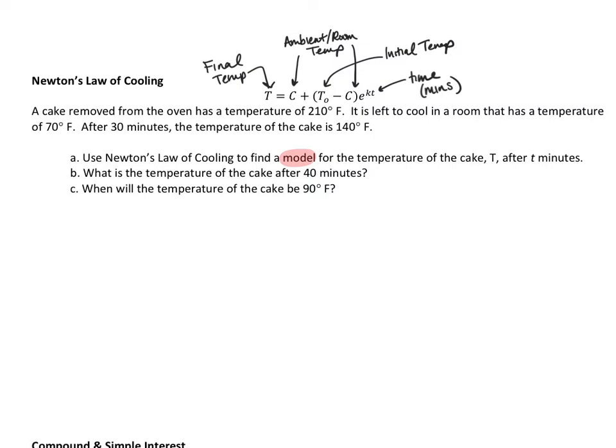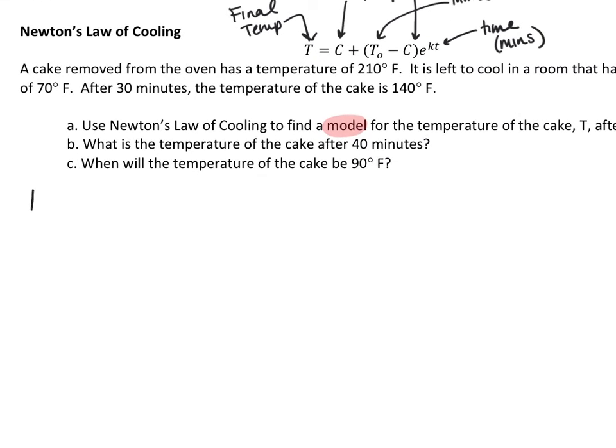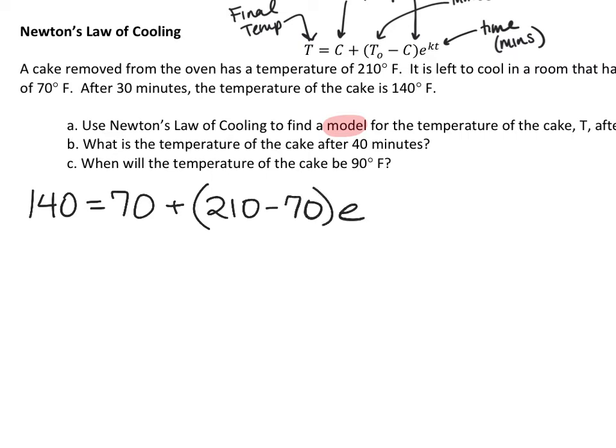So let's fill in what we know. In this formula, it starts with final temperature. What is the final temperature of my cake? 140 degrees. Then I have C, which is the ambient temperature or room temperature. What is the temperature of the room I'm cooking in? 70 degrees Fahrenheit, plus the initial temperature of the cake. What's the initial temperature of the cake? 210 minus, again, that's 70, the room temperature, times e to the kt. Do I know k or do I know t?